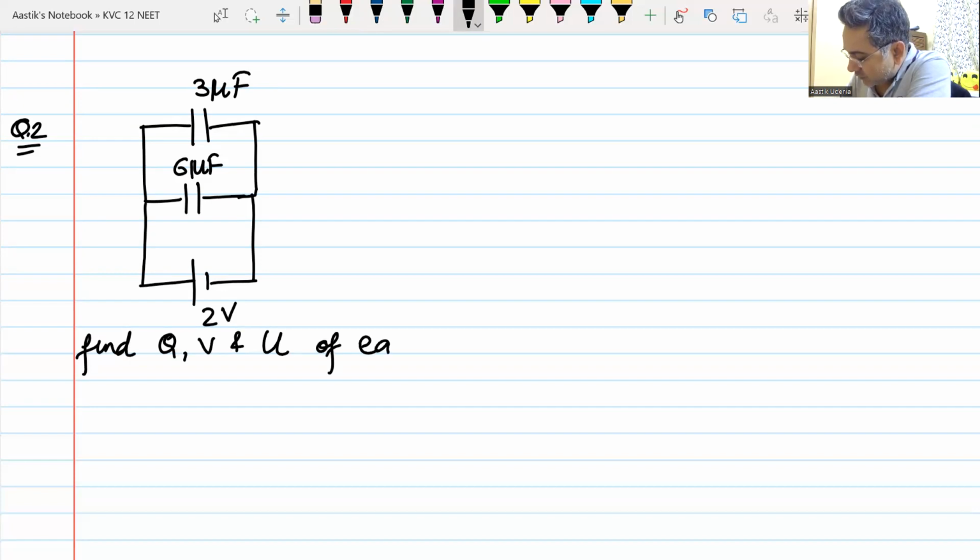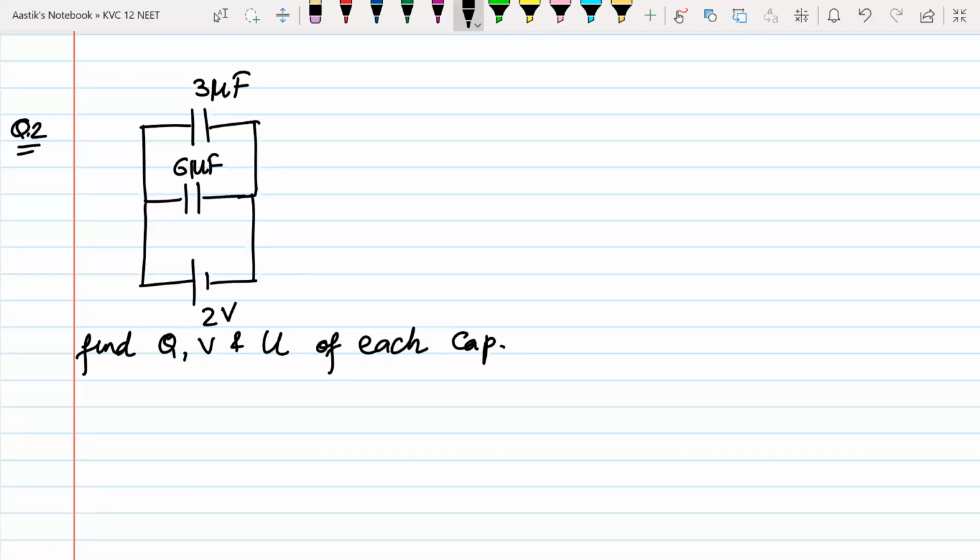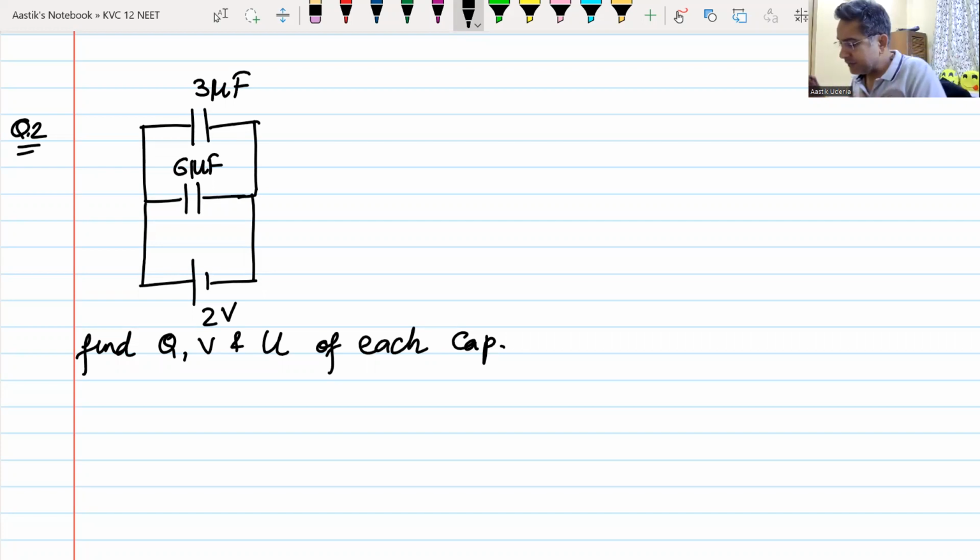Do you understand the meaning of Q, V, and U? Q is the charge on each capacitor, V is the potential drop across each capacitor, and U is the energy stored in the capacitor. I'll give you 2 minutes to do this. Once you are done, please let me know. So how are we supposed to do this? You can do this in many ways. Let me just show you all the ways in which I can do this.